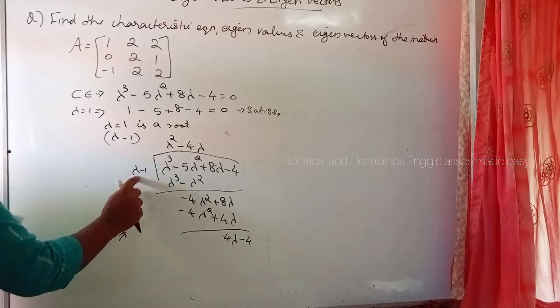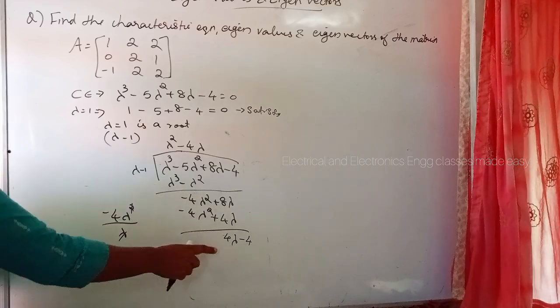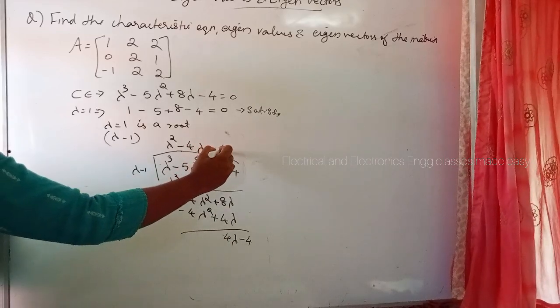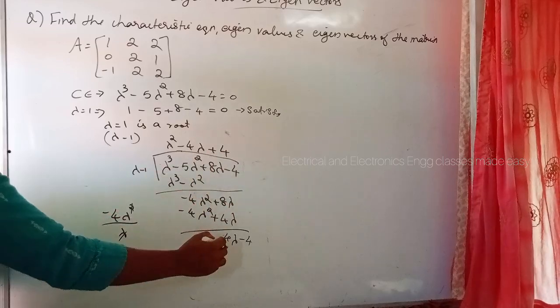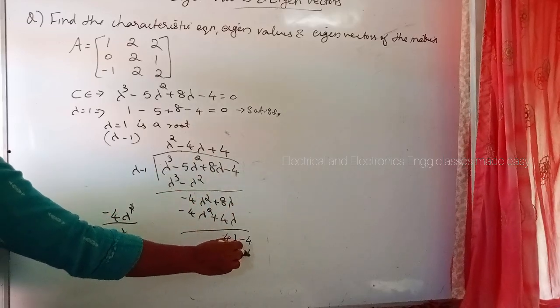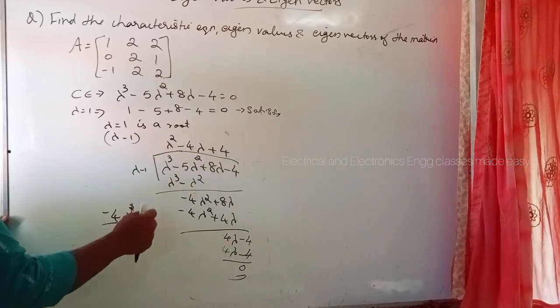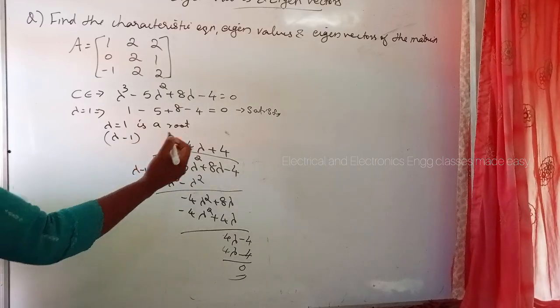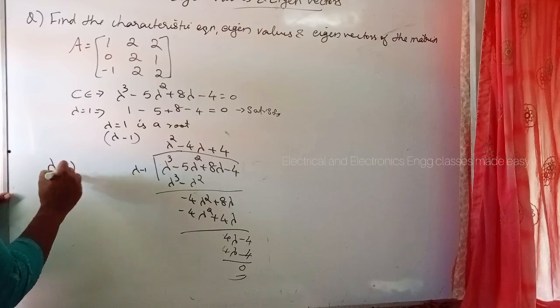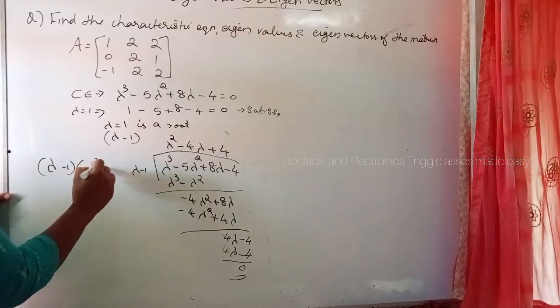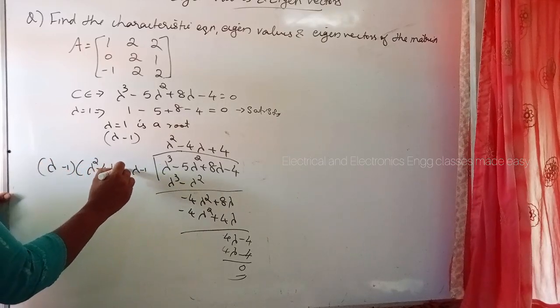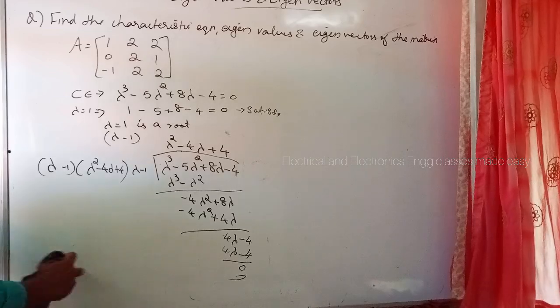Now 4 lambda divided by this lambda, that is 4, plus 4 here. So 4 into this one, 4 lambda, then minus 4. So this is 0. So the next factor is this one, that is lambda minus 1 into lambda square minus 4 lambda plus 4 is the factor.